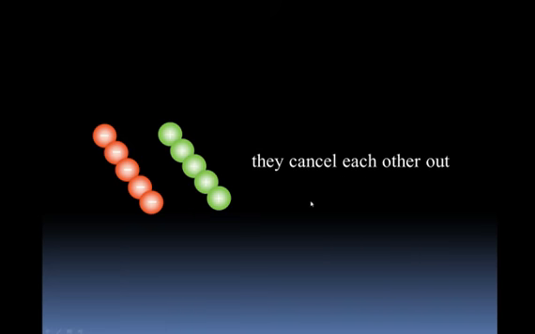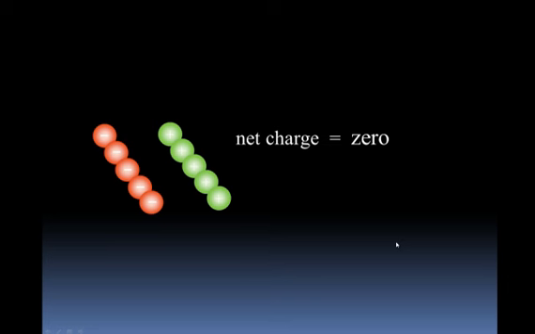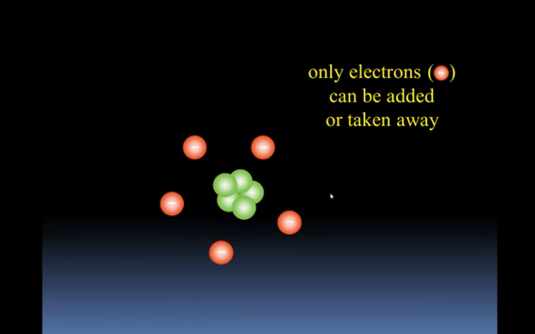They are the same amount, so they cancel each other out. So our net charge is 0. Net charge is the overall charge of what's left. Kind of like when we did the net color, but this time it's with a charge. Only electrons can be added or taken away. Remember, these protons, you cannot change them for an element. You can only change the electrons when you're talking about ions. So ions, electrons.